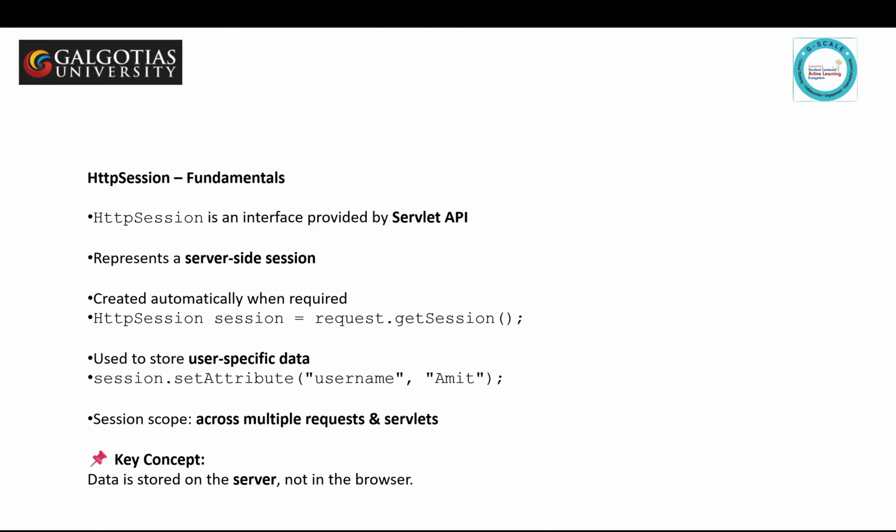HttpSession is an interface provided by the Servlet API. It represents a server-side session for a specific user. A session is created automatically when required using HttpSession session = request.getSession(). We can store user-specific data like this: session.setAttribute("username", "Amit"). An important point to remember is that session data is stored on the server, not in the browser.